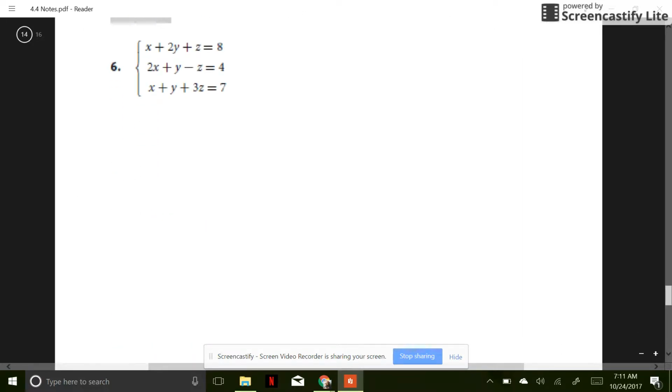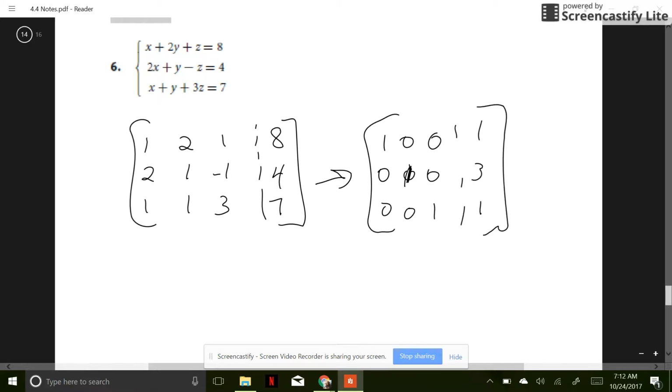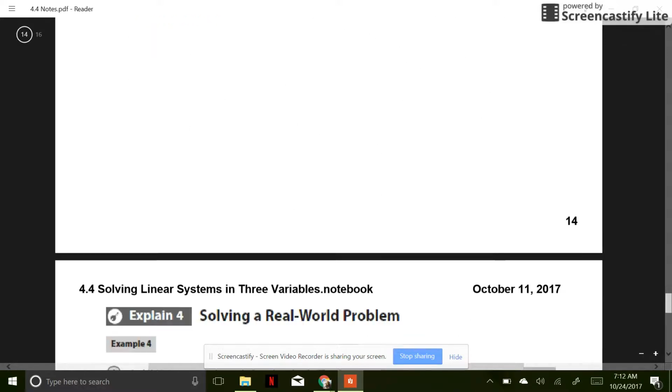Let's do another one. So let's figure out what the matrix is that we'll put into our calculator, looking at the coefficients. 1, 2, 1, and then 8. 2, 1, -1, 4. 1, 1, 3, 7. Once you solve it in your calculator, your output should be this. Whoops, that should be a 1. 0, 0, 1. 1, 3, 1. Since we have 3 numbers, our solution is an ordered triple, 1, 3, 1.